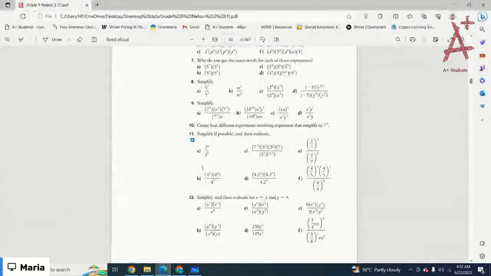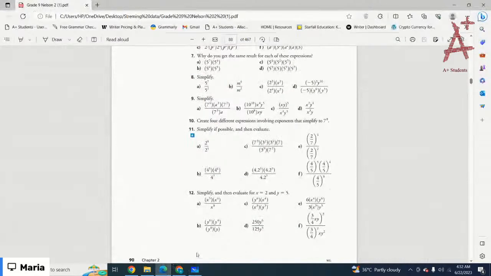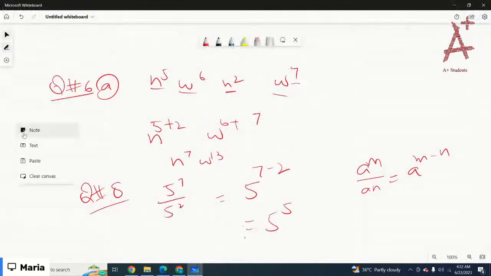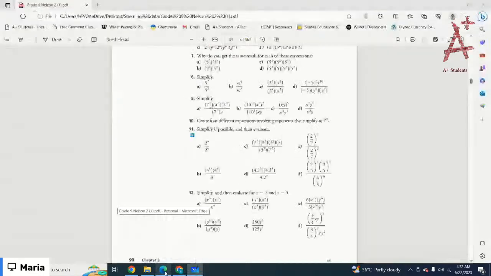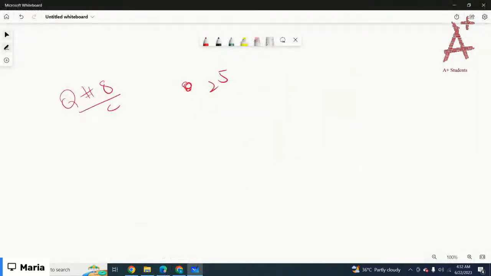Okay, let's look at the C part, 2^5 x^3 divided by 2^4 x^2. See, 2^5 and 2^4 have the same base. You have to do 2^(5−4), and x^(3−2), so it would be 2^1 and x^1. Got it?